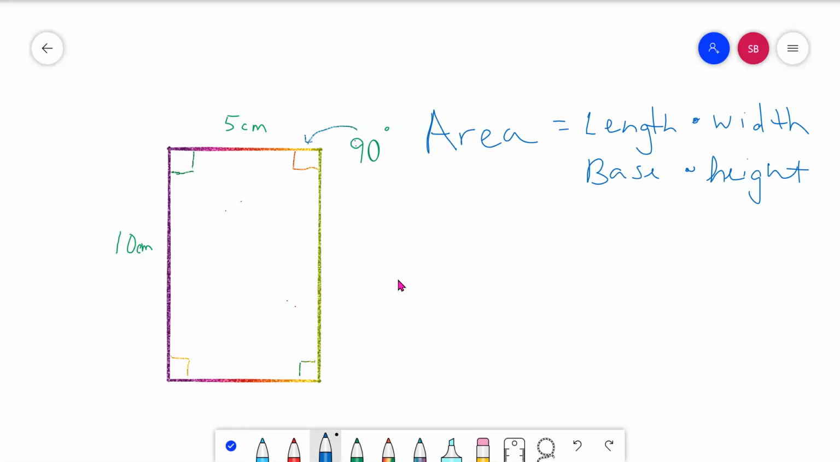So when you're looking at a rectangle, the little squares here are placed there because that box means that angle is 90 degrees. When you're looking to do area, in elementary school you said length times width, which is not wrong. But as we get further, you're going to start hearing base times height. It means the same thing, okay? So don't let that throw you.